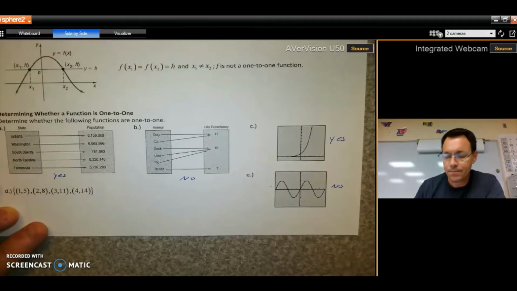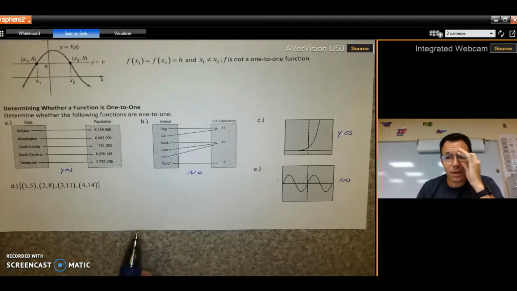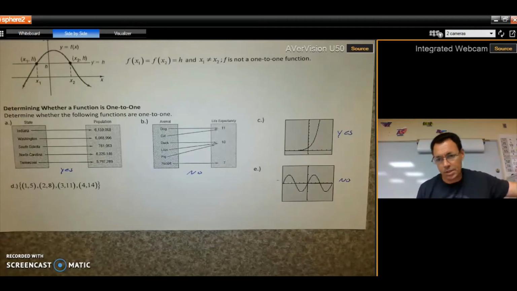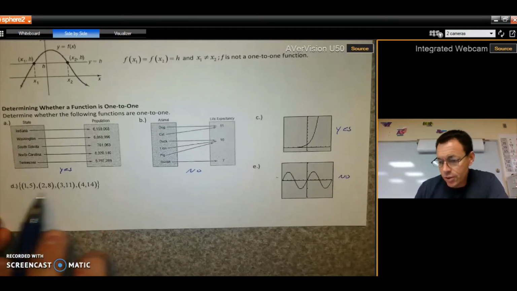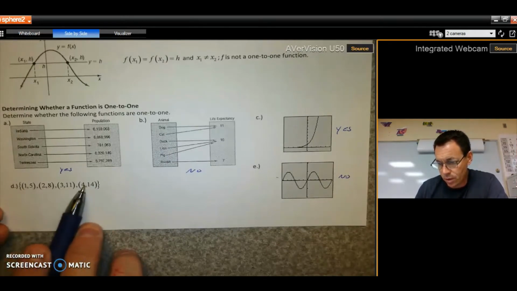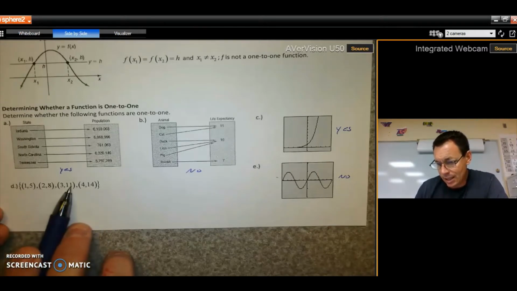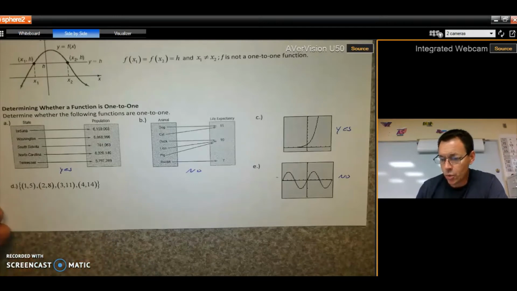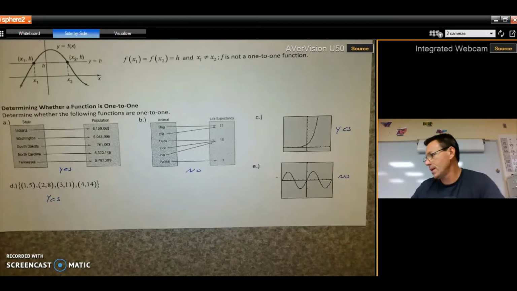Okay, for a set of ordered pairs, well, when we were looking for functions, we were making sure that the x's didn't repeat. Make sure there wasn't like a 1 that got matched up with a 3 and then a 1 that got matched up with something else later. Well, for a one-to-one function, you're also going to make sure the y's don't repeat. So the x's, I have a 1, a 2, a 3, and a 4, so it's a function. But then for the y's, I have a 5, an 8, an 11, and a 14. So there's no repeating. So yes, this is a one-to-one function. Okay?